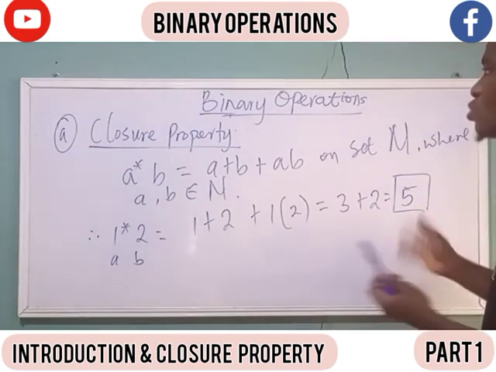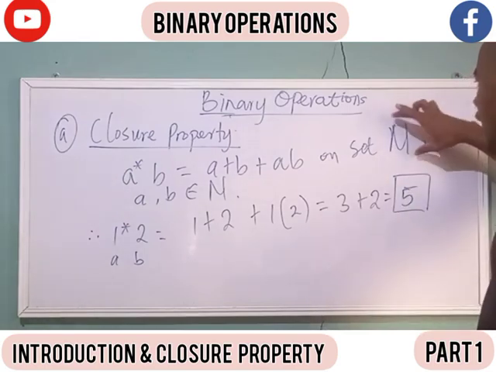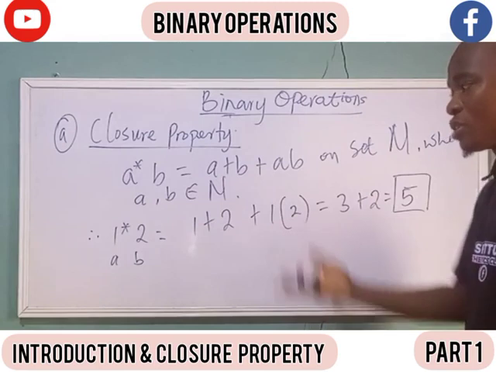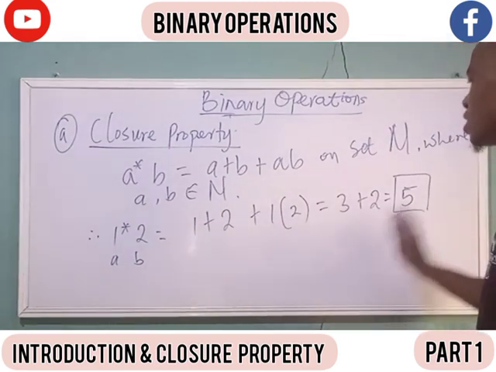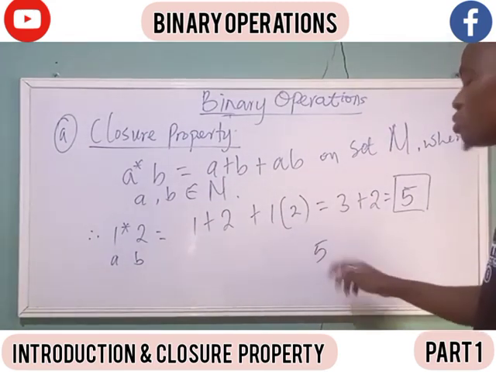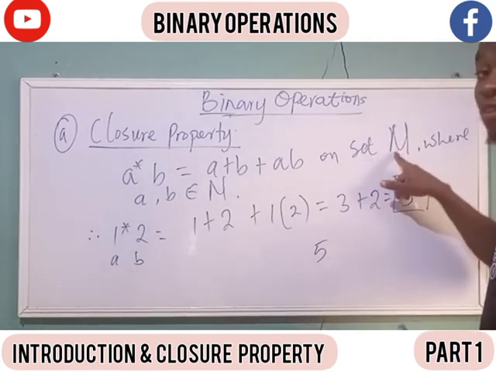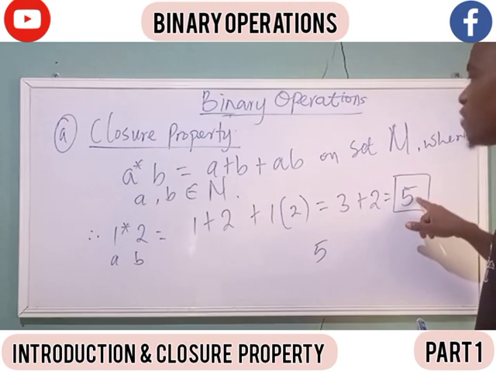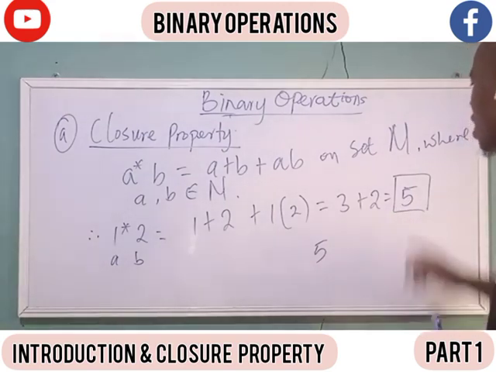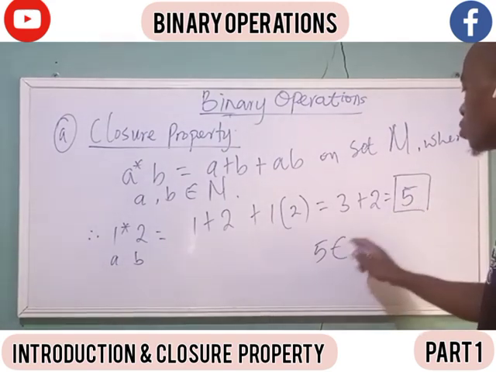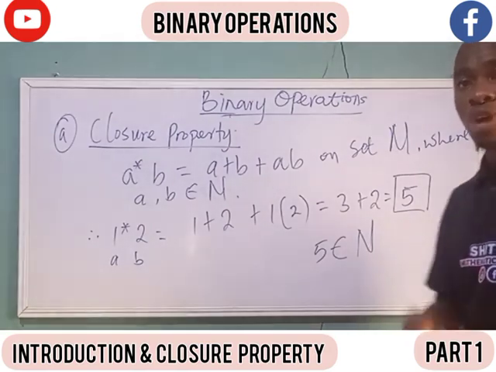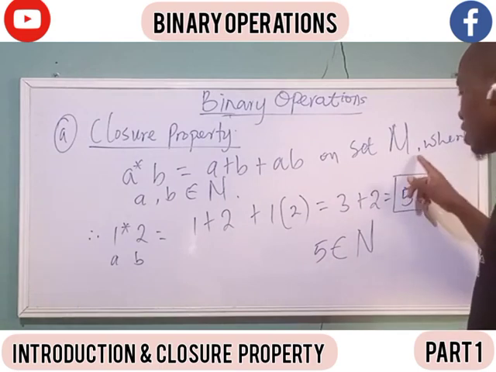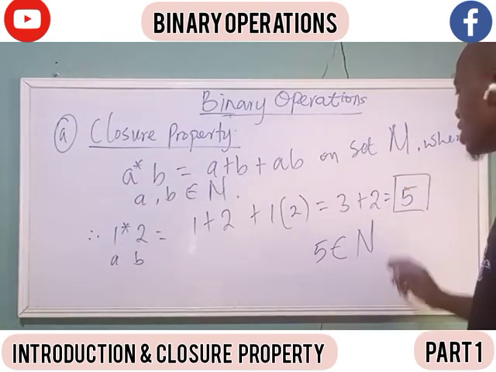So now, if you want to know whether this N, the natural numbers, is closed under the operation given to us, definitely the result must also be a member of the natural numbers. So far we have 5 as our result, and 5 also belongs to the natural numbers. That is, when you are counting 1, 2, 3, you can see that we reach 5. 5 is also a natural number.